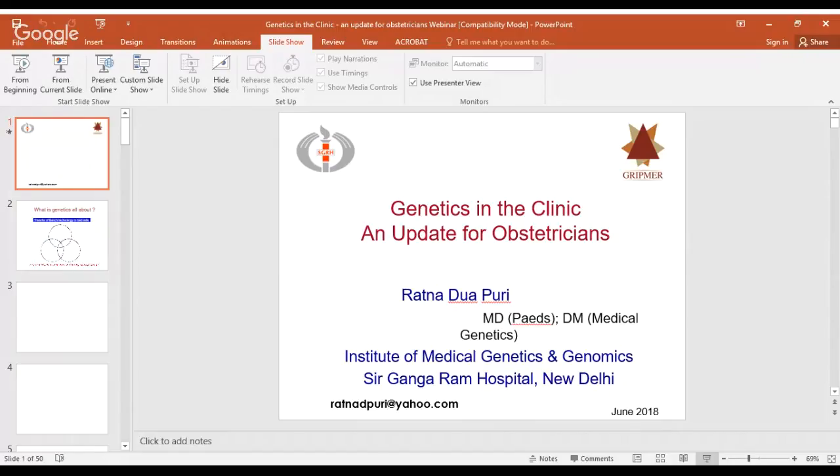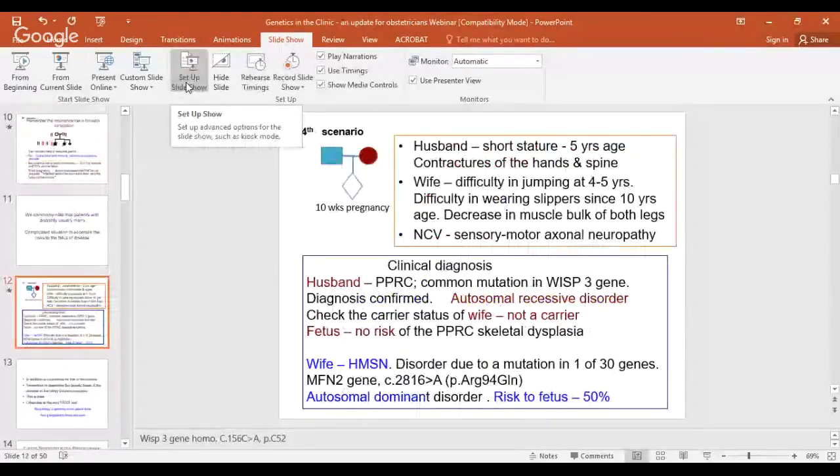Once the diagnosis was confirmed in him, and because it is an autosomal recessive disorder, we had to then check his wife to see whether she had that disease phenotype or not. And because we identified that she was not a carrier for this disease, there was no risk for their baby. So we did not have to test for this disorder in the fetus.